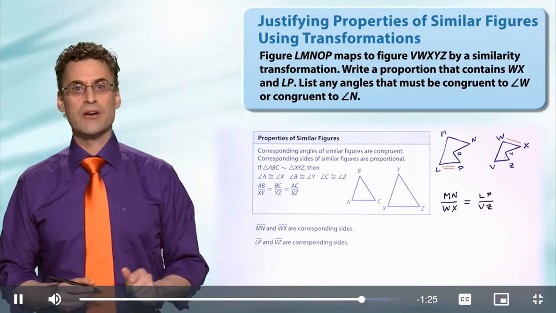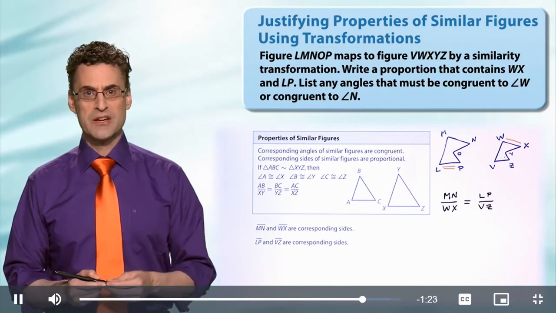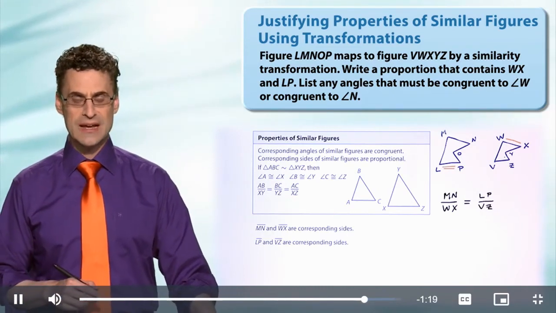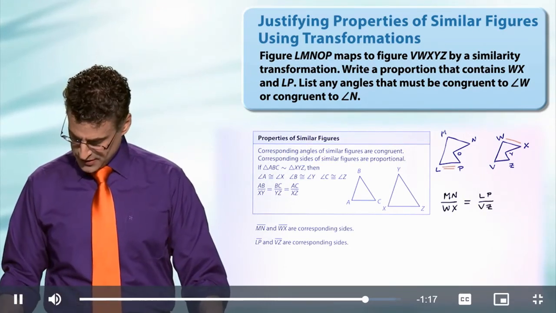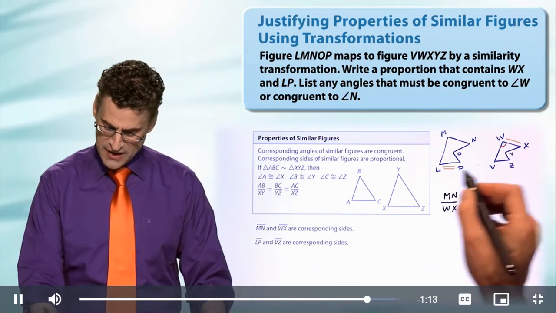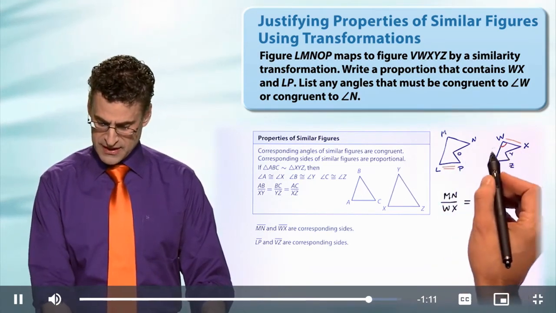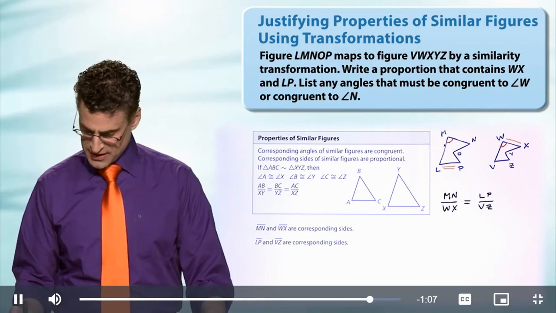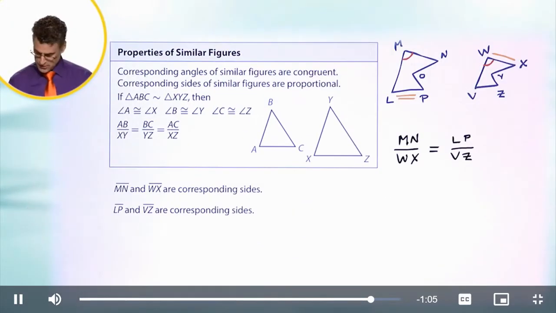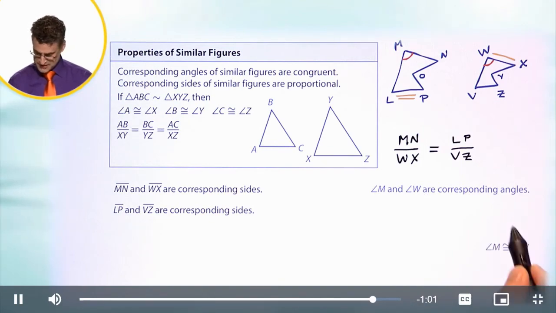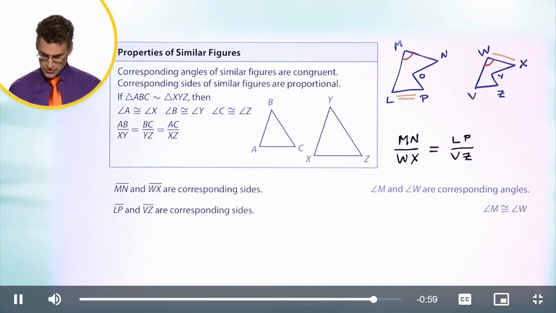Okay, now what about angles? Well, we know that corresponding angles are going to be congruent. So what are the angles that must be congruent to angle W? First, we have to find angle W. That might not be so easy. There's so many here. Here it is right here. And the way that I've set this up, I've drawn this so I can see immediately that it corresponds to M. And so I see that angle M and W are corresponding angles, which means that they are, in fact, congruent.